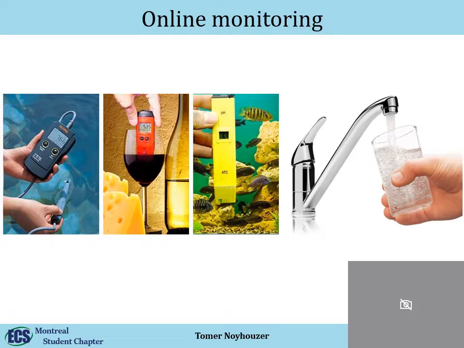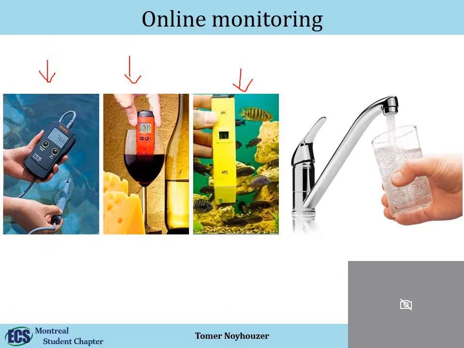Another huge advantage of microfluidics is the ability for online monitoring. So we need to monitor a lot of things in our life. Here on the left, you can see someone is measuring the pH or salinity of a pool or a water reservoir. In the middle here, a person is measuring the pH of wine, and the same thing here, a pH of an aquarium. All these measurements are extremely important.